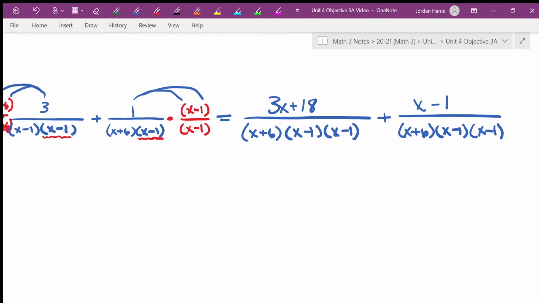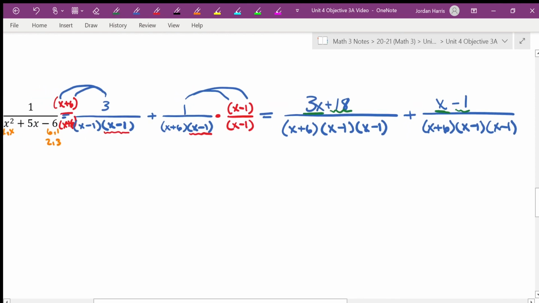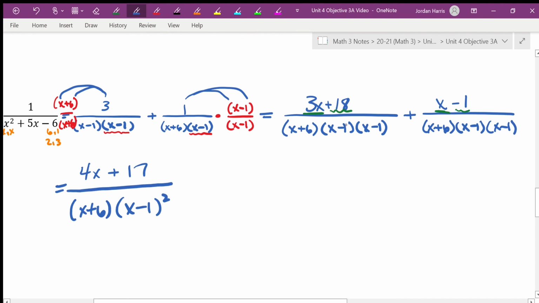Okay, we have a lot of common terms here on top. I have a 3x and an x, constant and a constant, and 18 minus 1. So we simplify. So we get 4x plus 17 on the top, all over x plus 6, x minus 1 squared. Hopefully you notice x minus 1 occurs twice, so I can write that as x minus 1 squared. Save me some time. Okay, then I check. Can I factor that? Nope. Glued together, not exactly the same, so we're done.